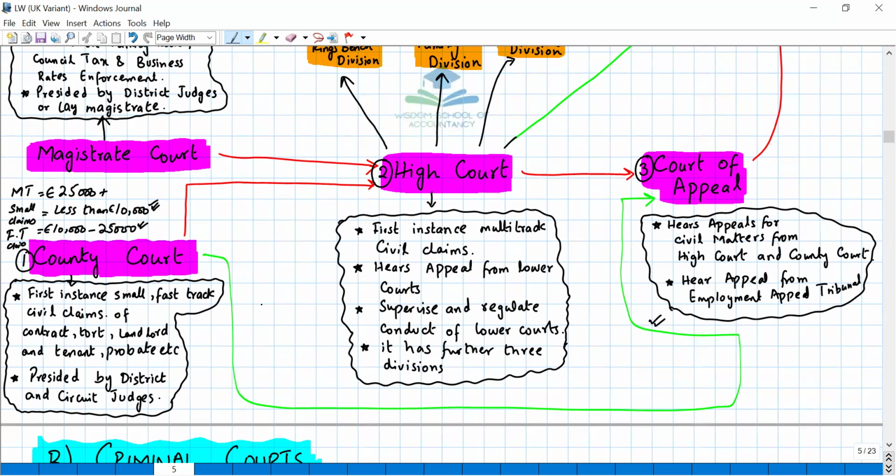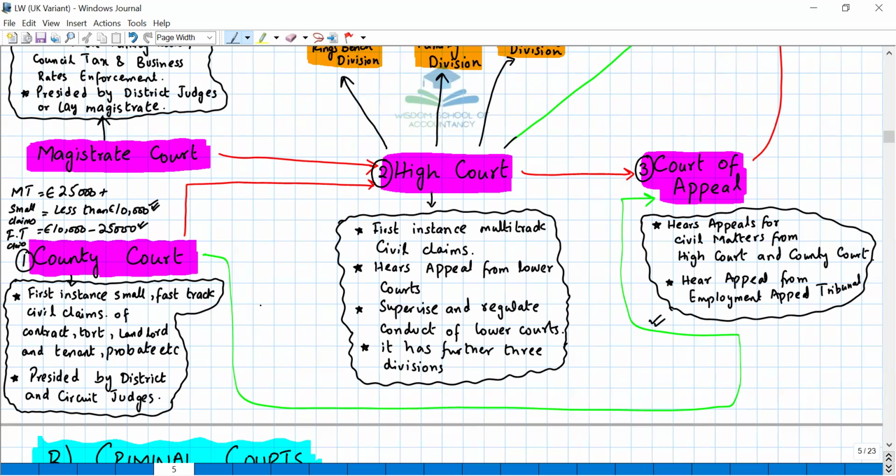Point of law means that if you feel that the law that was used by the judge to make the decision was not right, the right law was not implemented while making the decision, then this is known as point of law. In that case, you can make an appeal directly to the Court of Appeal.